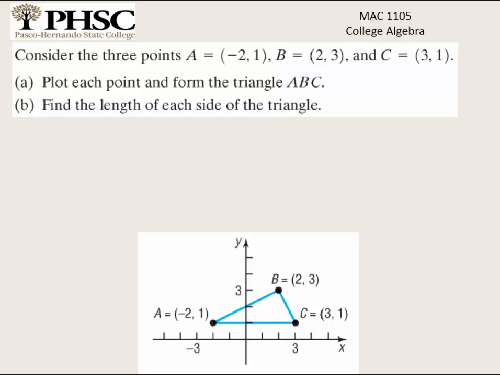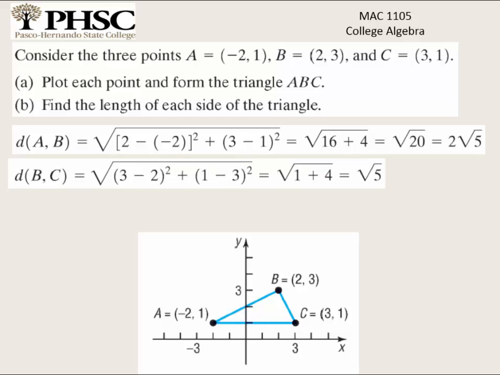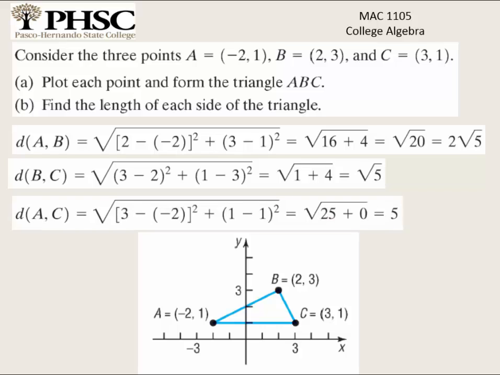So here's the triangle. Point A has the coordinates of (-2, 1), B has the coordinates of (2, 3), and C has the coordinates of (3, 1). So now the first thing is we're going to find the distance between A and B, and that distance gives us the square root of 20, or 2 square roots of 5. Now the distance between B and C is the square root of 5. And then the distance between A and C is 5.